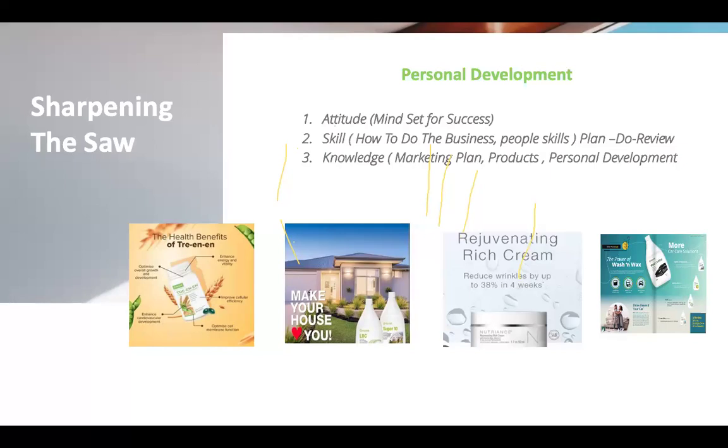What is sharpening the saw in our business? Sharpening the saw in our business is just becoming a better person. I always like to use the acronym of ASK: attitude, skill, and knowledge. Those are the three areas where you need to develop yourselves so that you can become a better distributor, so that you can become a better leader for your team, so that you can grow your business. The first one is the attitude. What is attitude? Attitude is a frame of mind, a mindset that you possess that helps you either succeed or not. And the better attitude you have, the more successful you're going to become.